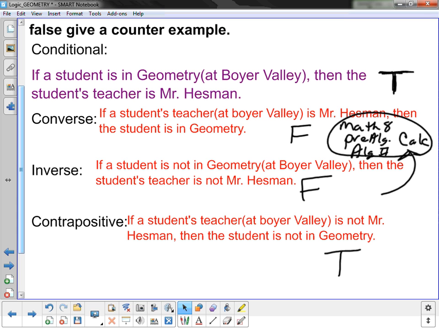Okay, you're ready to go on to the next assignment, which more than likely is page 79, 40 to 48 all. You're going to be writing conditionals, converses, inverses, contrapositives, and determining truth values that go with them. And then on page 80, the practice quiz. You're good to go.